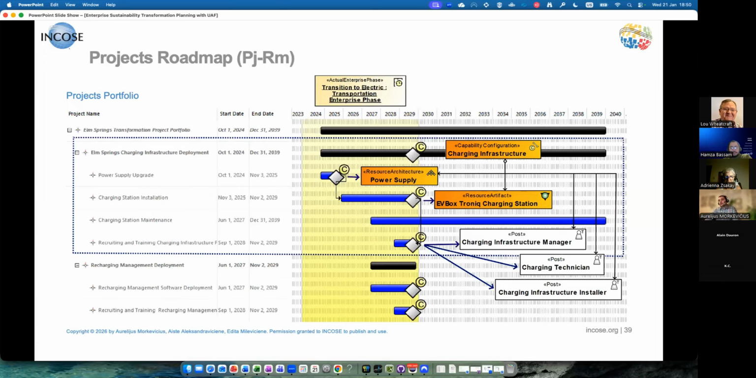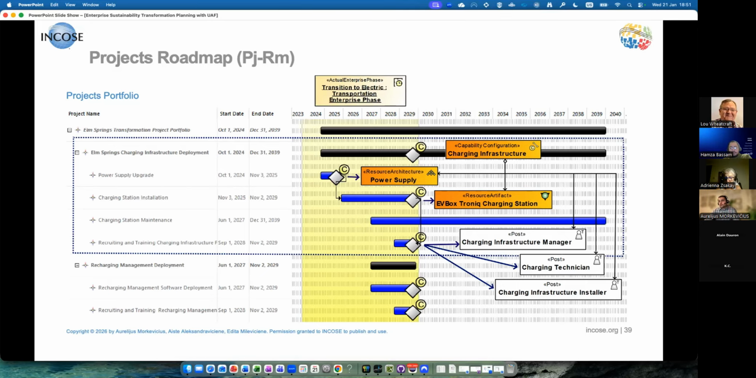So what do we do here? For the projects, we model the project portfolio. On the enterprise architecture side, we don't need to manage projects. It's the project management. It's the different tools. It's the different skills. What we need to do is just to define the project portfolio and hand it over to the project managers and to the people responsible to implement them.